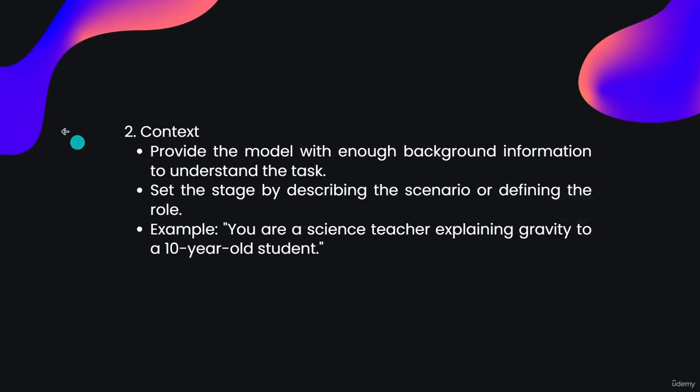So let's see the second one, that is context. What does context mean? You provide enough background information to support your main intent. It can be done by setting the stage, describing the scenario, or defining the role in which you want the AI to act. Simply, you have to provide enough background information to the AI model to understand the task and your actual intent. Let's see the example here.